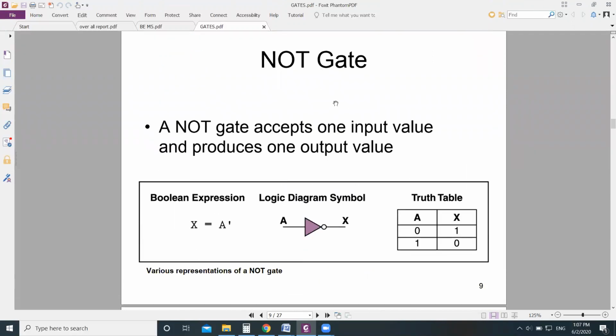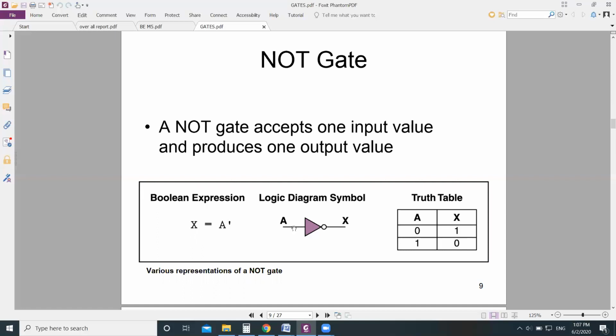Okay. First, let us consider the NOT gate. A NOT gate accepts one input value and produces one output value at any given time. This is the symbol of a NOT gate, in which the input is A and the output is X. We have only one input over here, and for one input, the output will be one. And this is the truth table over here. The truth table has input and output.